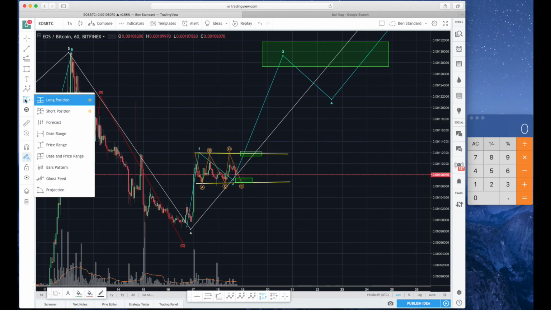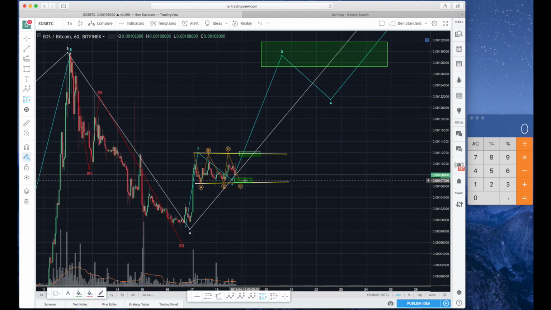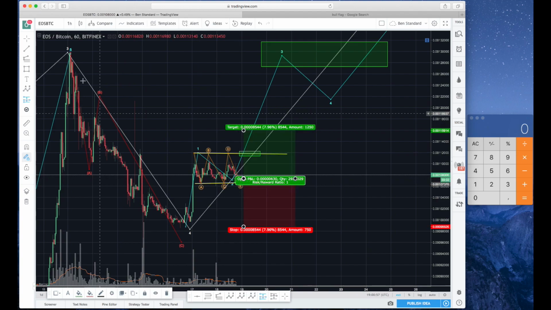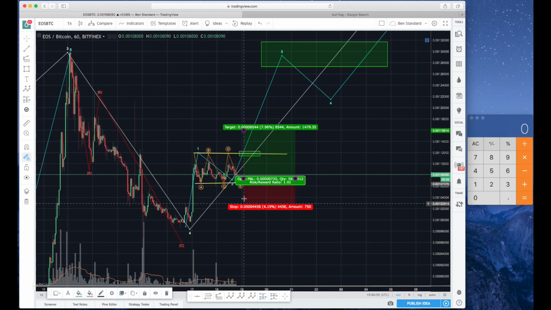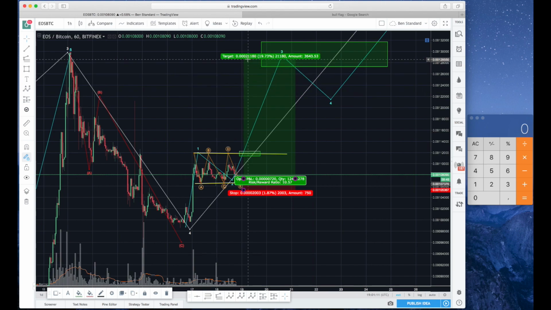So I take this long position. Let's say I buy in around here. I set a pretty tight stop loss right below this trend line in case it drops a little, and then I raise this to my target, which is around this resistance area, and you can see that we have a risk to reward ratio at 11, which is pretty good.